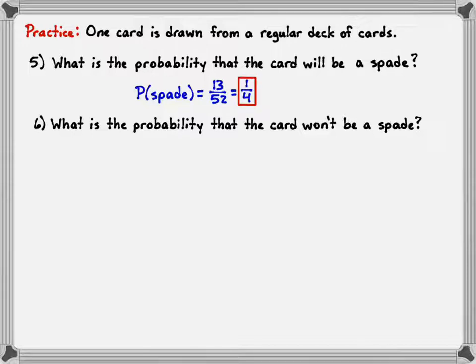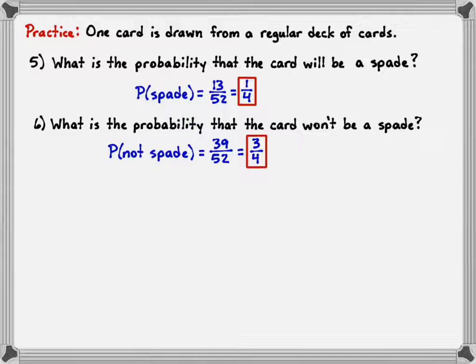For number 6, it says, what is the probability that the card won't be a spade? Well, if it's not a spade, that means it's something else. There's a total of 39 other cards in this deck, and so we get a probability of 39 out of 52, or 3/4. Now again, these are called complementary events. Complementary events are opposites to each other.